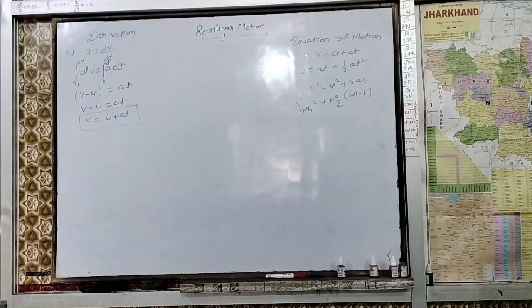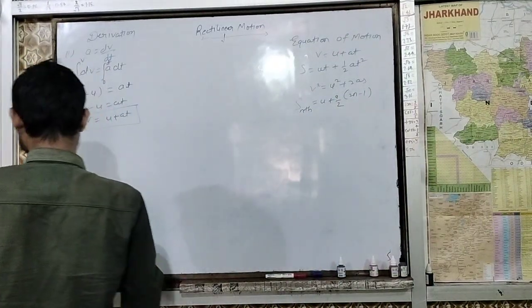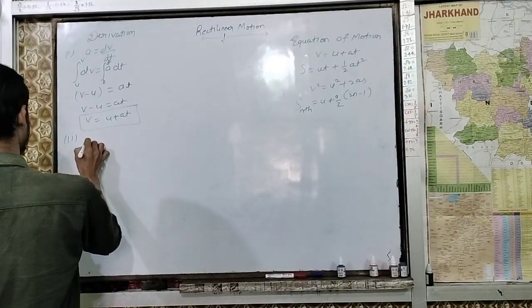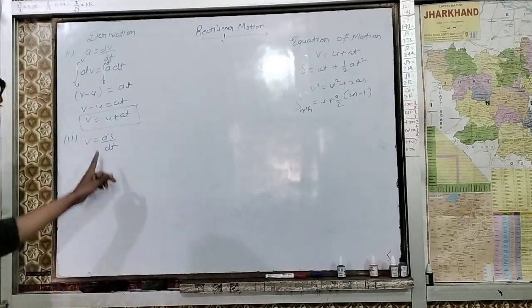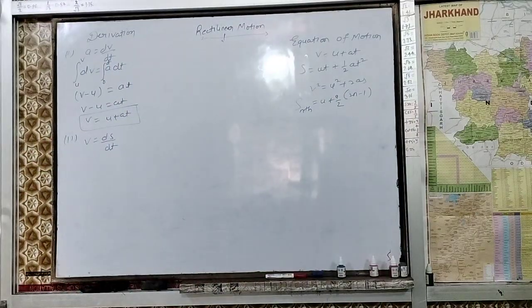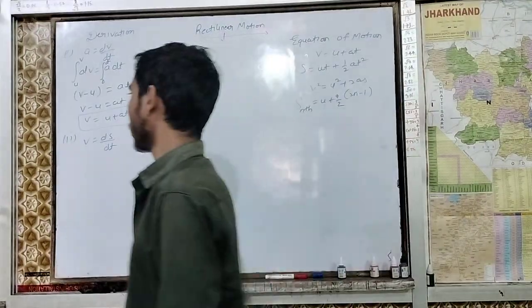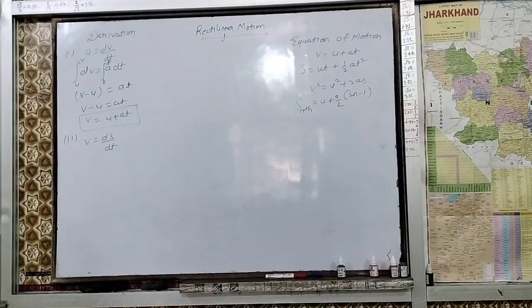Now next, we have the first equation: v is equal to ds upon dt, where ds is a position vector. You can say position vector, or position of a particle, or anything. v, which is velocity, is equal to ds upon dt.